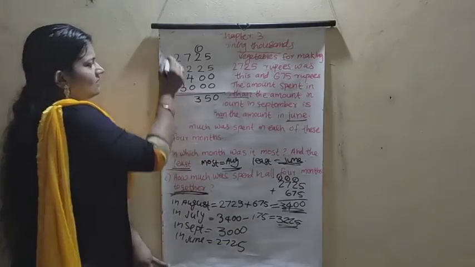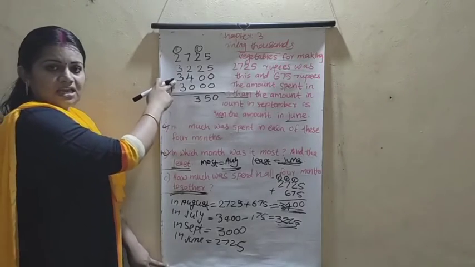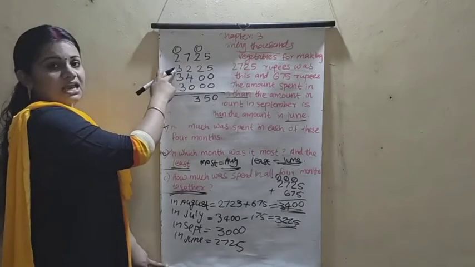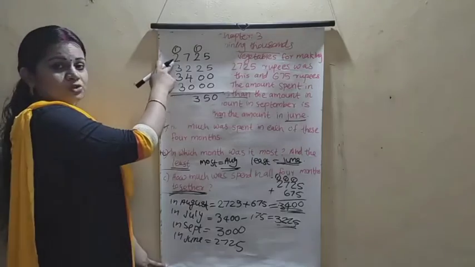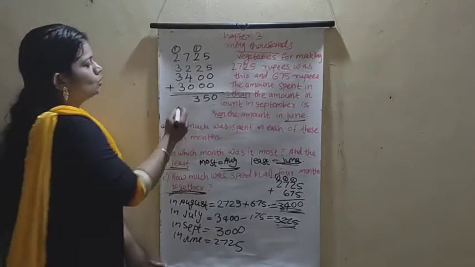13. 1 is the carryover. 3 plus 3, 6. 6 plus 3, 9. 9 plus 2, 11. 11 plus 1, what? 12.